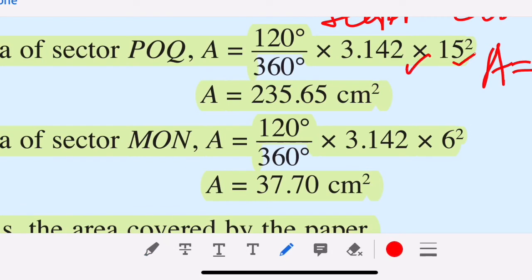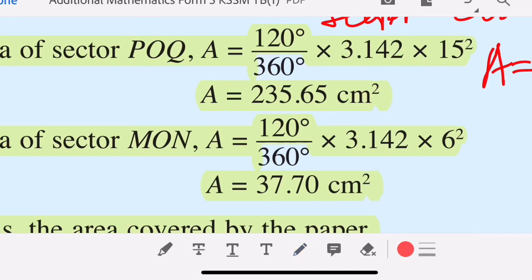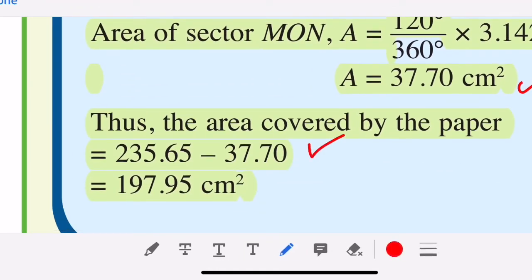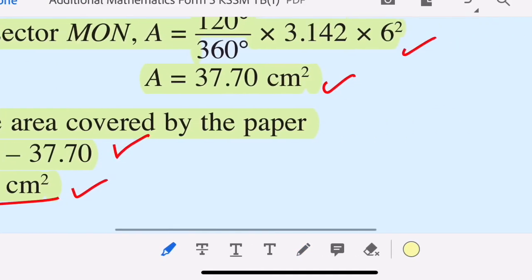235.65. Pi r square, radius is 15, 120 over 360, times pi times radius 6 square, we get the area of the smaller sector. Finally, we minus. We take the bigger sector, we minus the smaller sector, so the answer is 197.95. So we are getting the same answer like just now, right?